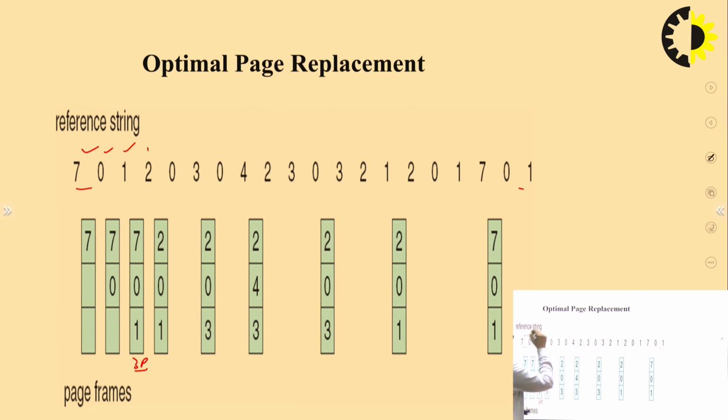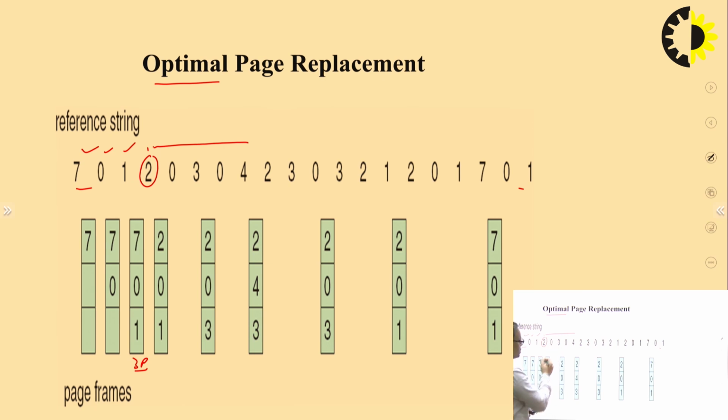Next 2. So in case when CPU refers to the 2, then in this case no frame is available. So which page will be selected for the replacement, either 7, 0 or 1? So how will we decide? With the help of this optimal algorithm. And what does the optimal page replacement algorithm say? It says that we will move in the forward direction, and among these pages 7, 0 or 1, which will be used after a long period of time, that will be selected.